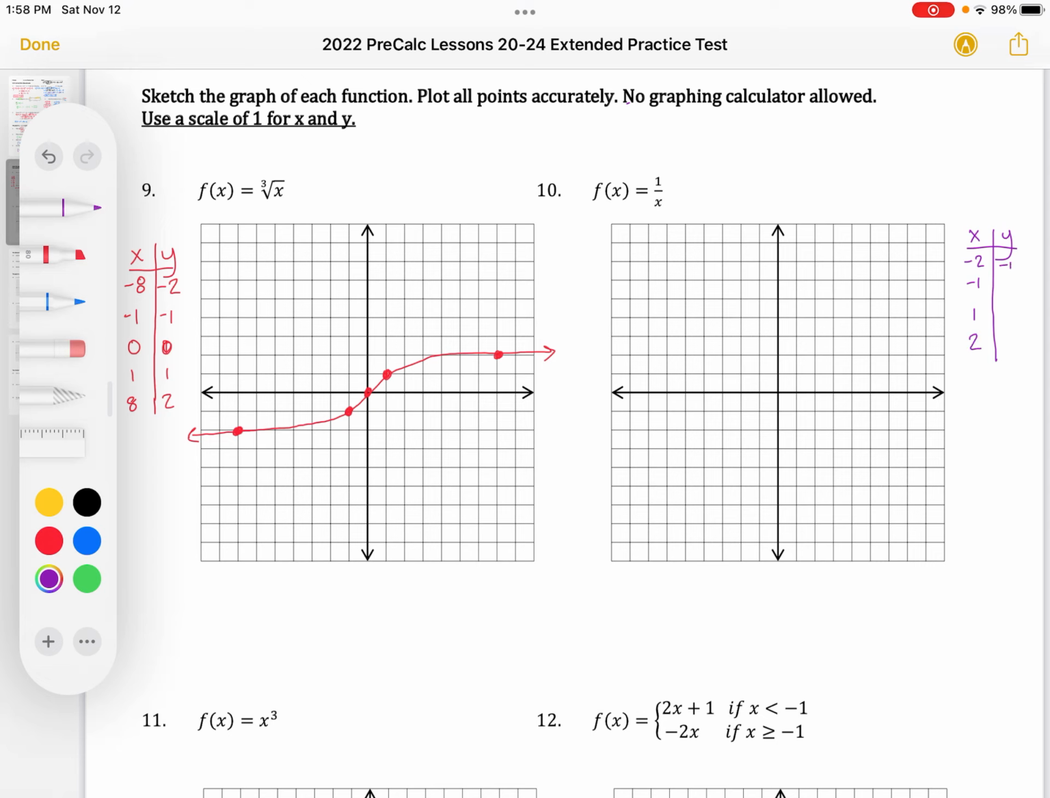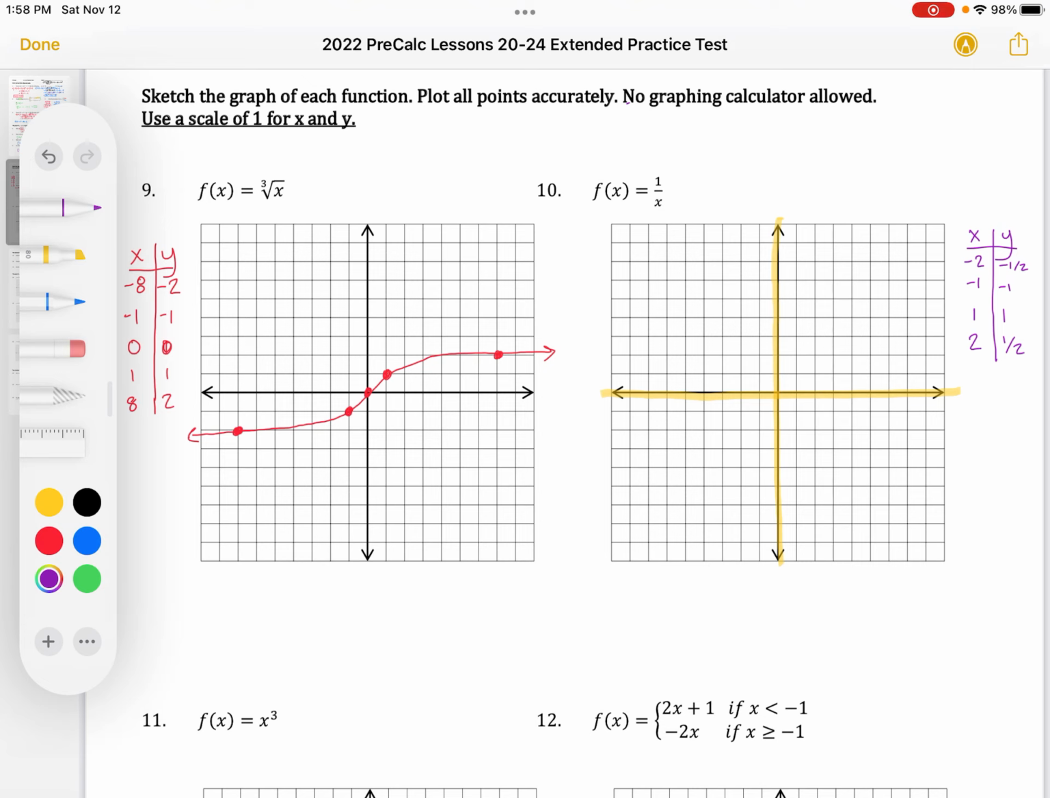So 1 divided by negative 2 is negative a half. If you plug in negative 1, you get negative 1. If you plug in 1, you get 1. And if you plug in 2, you get a half. So you should remember that these reciprocal functions are always going to have asymptotes. So one of the asymptotes is just going to be at y equals 0, and the other one is going to be at x equals 0. So that's really just the two axes.